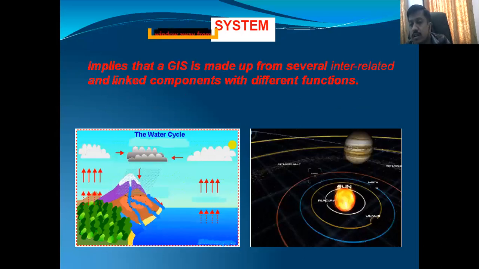System: what is the meaning of this word? System implies that the GIS is made up of several interrelated and linked components with different functions. The example is your water cycle. Everything is linked with each other. Sun rays are directly coming on the water surface, then there is evaporation. When the evaporated water cools, there is formation of clouds, and when the clouds are formed, there is a water cycle. In that fashion, you can understand the meaning of the word system in a proper way.